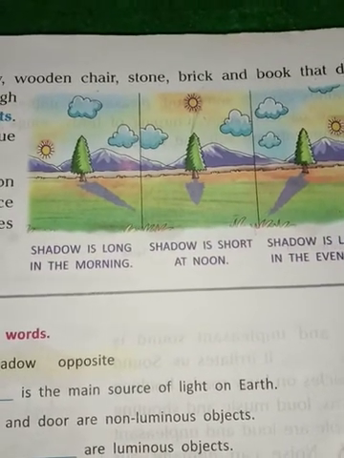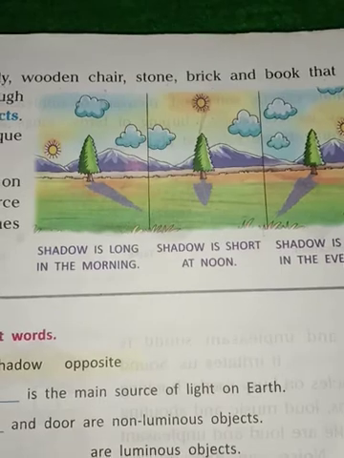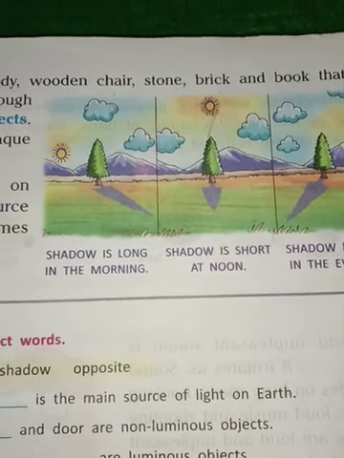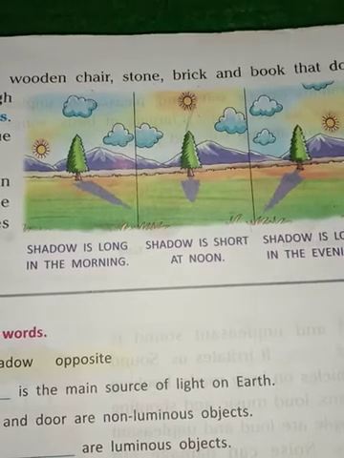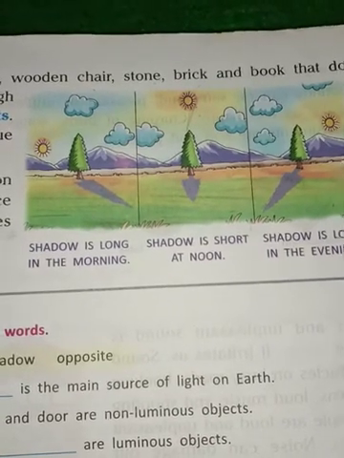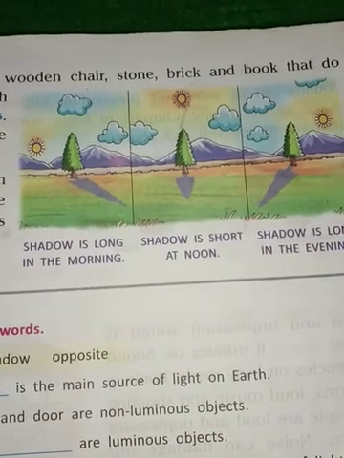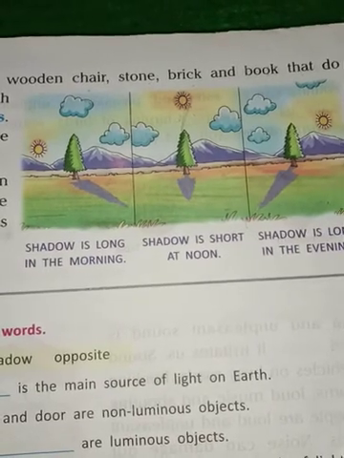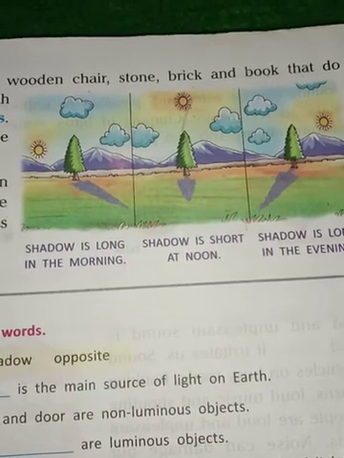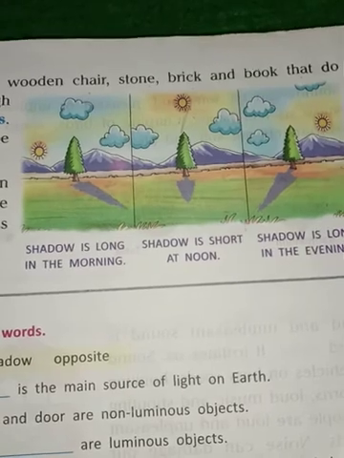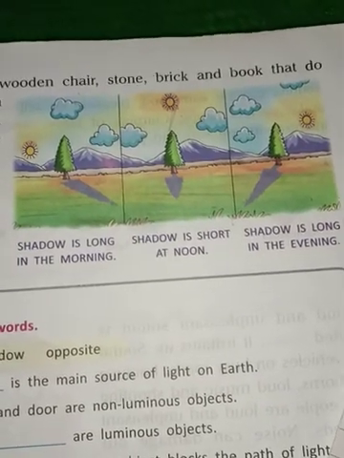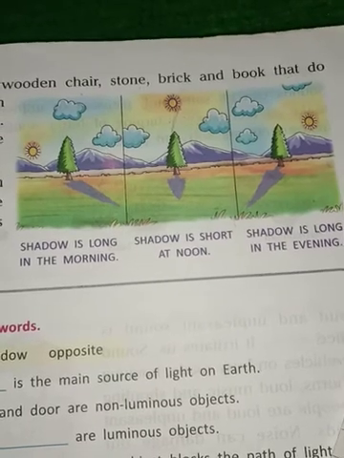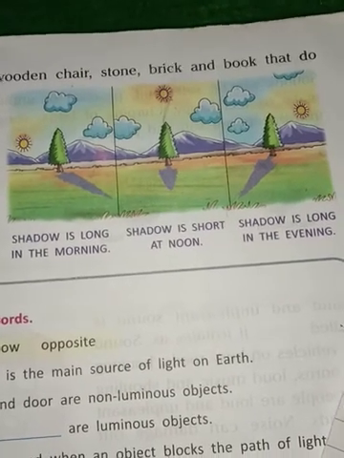Okay, student, why do shadows change size? Shadows can change their size as light moves towards the object. The shadow becomes larger as light moves away from the object. The shadow becomes smaller as light moves closer. The shadow becomes longer and wider.